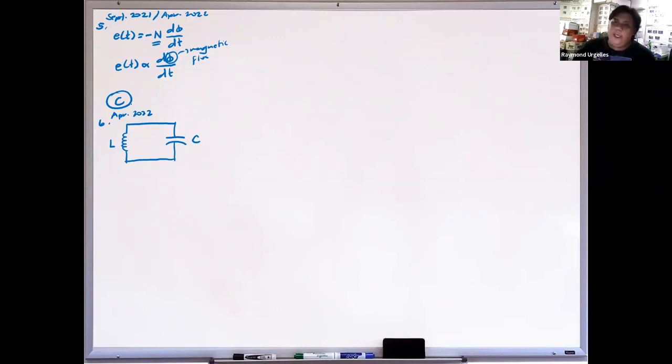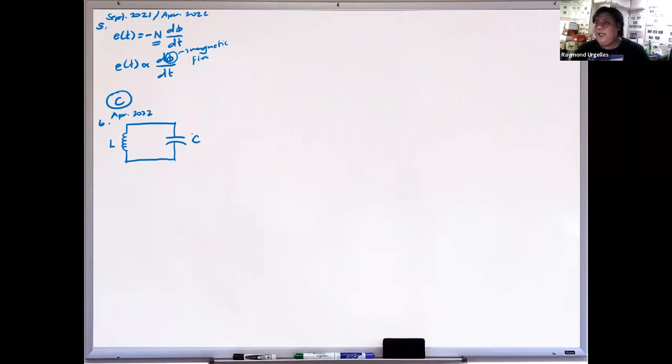Okay? Basta paikot-ikot lang yung energy natin between the inductor and the capacitor. Kaya tatandaan nyo ito: yung energy natin, which is equal to the energy stored in the inductor at any given time plus the energy stored in the capacitor at any given time, is constant. Okay? Tama ba? Ano ba yung energy sa inductor? 1/2 Li squared. Ano yung energy sa capacitor? 1/2 CV squared, 1/2 Q squared over C, 1/2 Q times V.